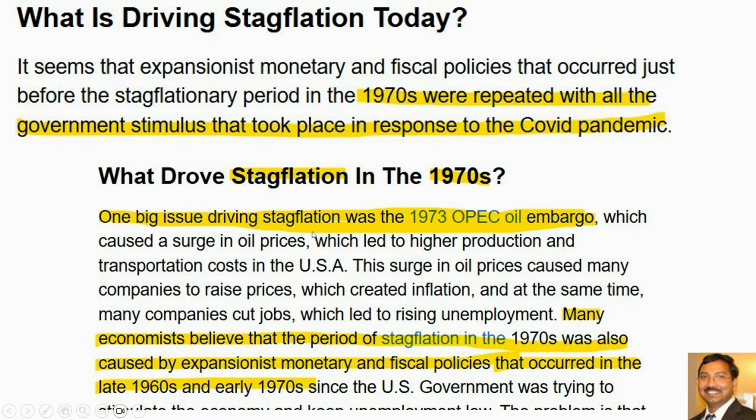In the late 60s and early 70s, a lot of monetary and fiscal policies helped to expand the balance sheets and a lot of money was printed. That kind of thing created stagflation in the 1970s. It looks very similar to what happened in 2020 during the COVID pandemic. That's the reason I see some similarity between the 1970s and now, and that's the reason people are expecting stagflation. It's very close to the 1970s.